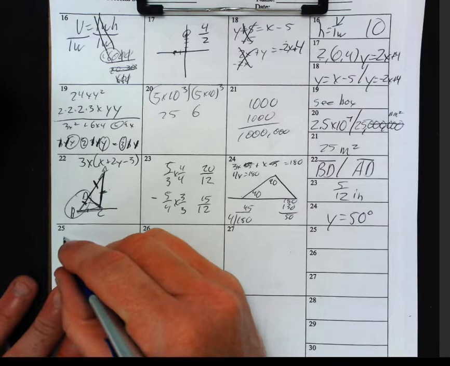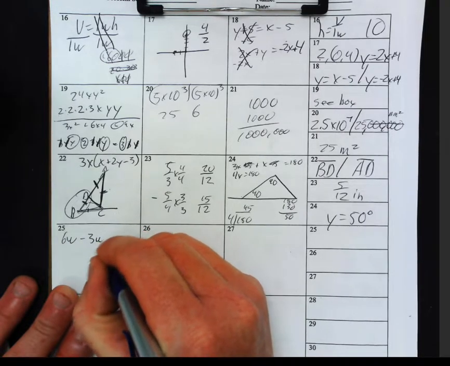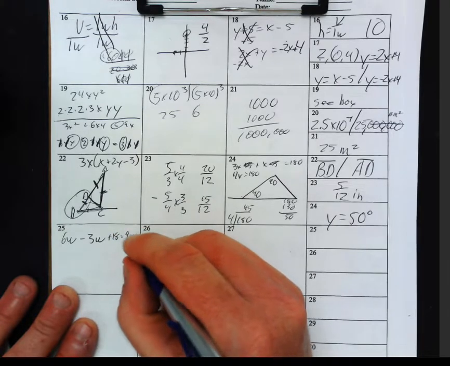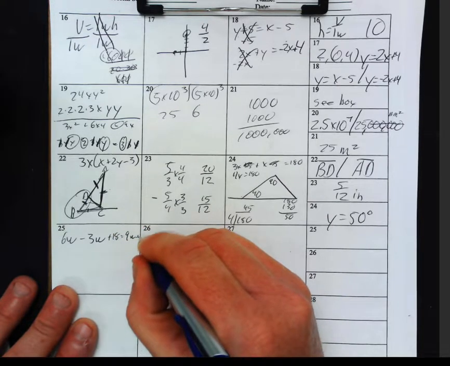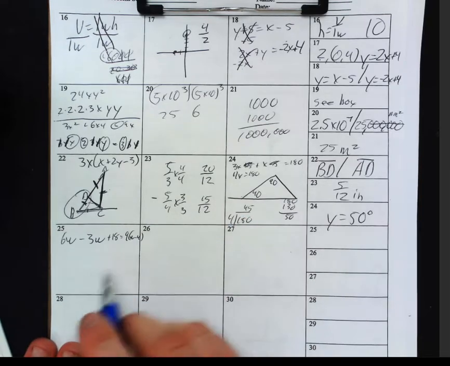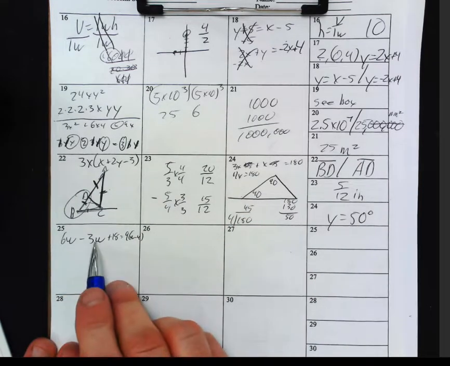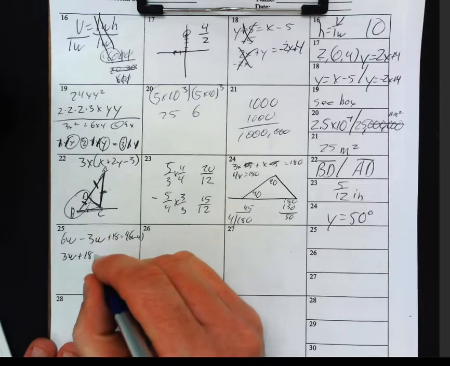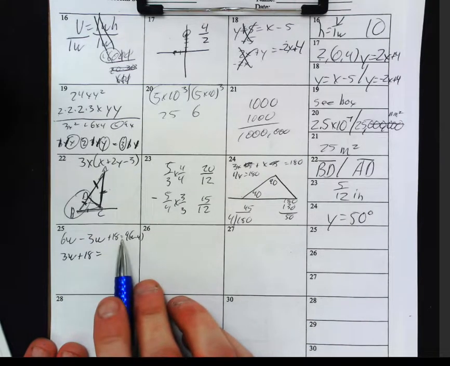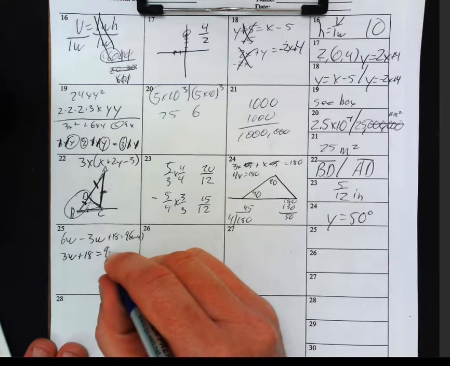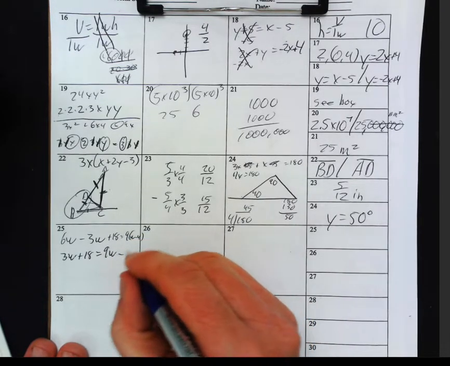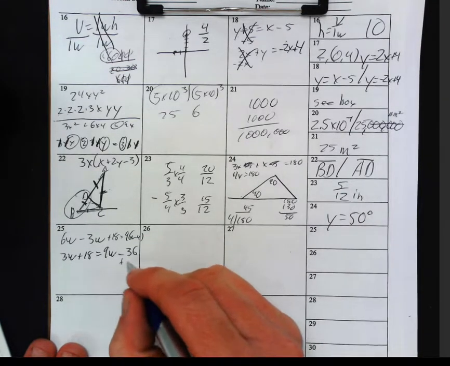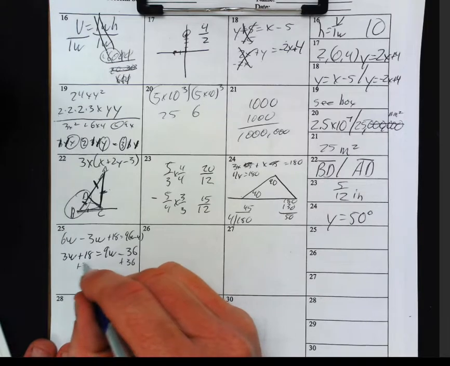25. Solve. You have 6w minus 3w plus 18 equals 9w minus 4. I'm going to put them together on the left. 6w minus 3w is 3w plus 18 equals, I'm going to distribute on the right. 9 times w is 9w minus 9 times 4 is 36. I'm going to add 36 to the right, so I'm going to add 36 to the left.